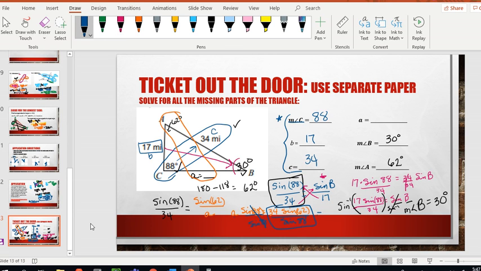30. This answer is 30. It's not degrees. It is a side length. So this is 30 miles. And what I want to quickly do, my smallest angle is 30. My smallest side is 17. My largest angle is 88. My largest side is 34. So the smallest to largest angle went with the smallest to largest side. So that did work out the way it was supposed to.